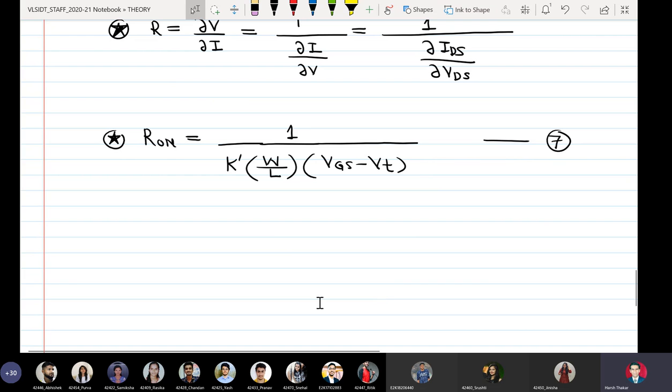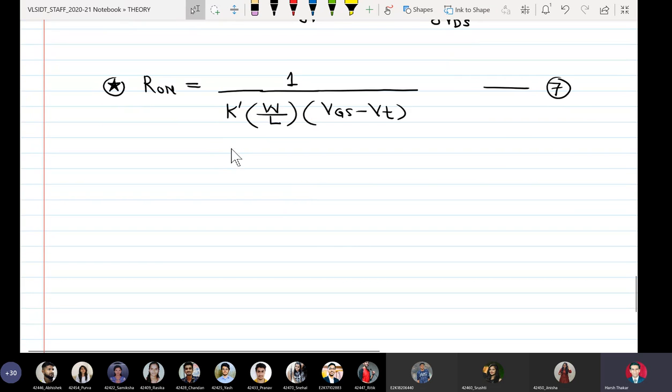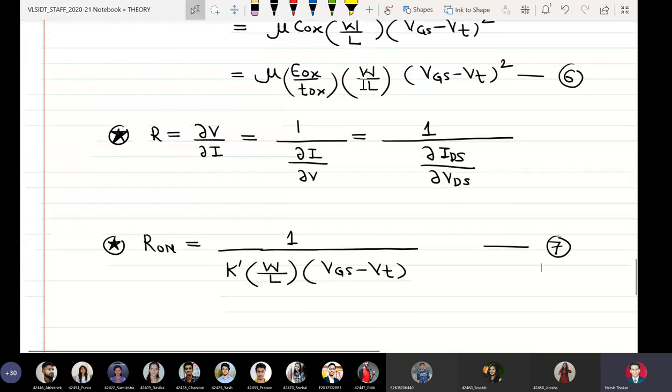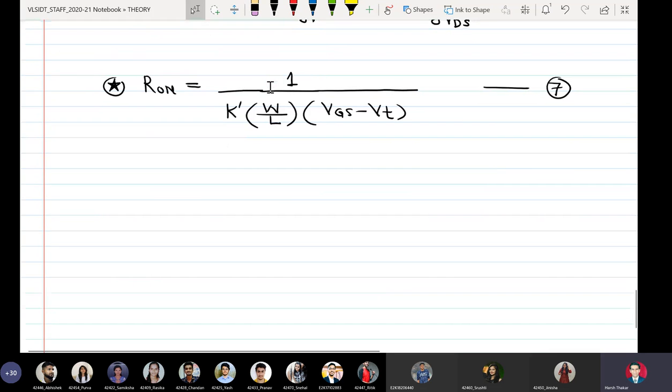So now we have put down that the onset resistance is equal to 1 over K dash into W by L into VGS minus VT. Is it not? And here, as I told you, K dash is mu into Cox, and Cox is equal to epsilon ox upon Tox.